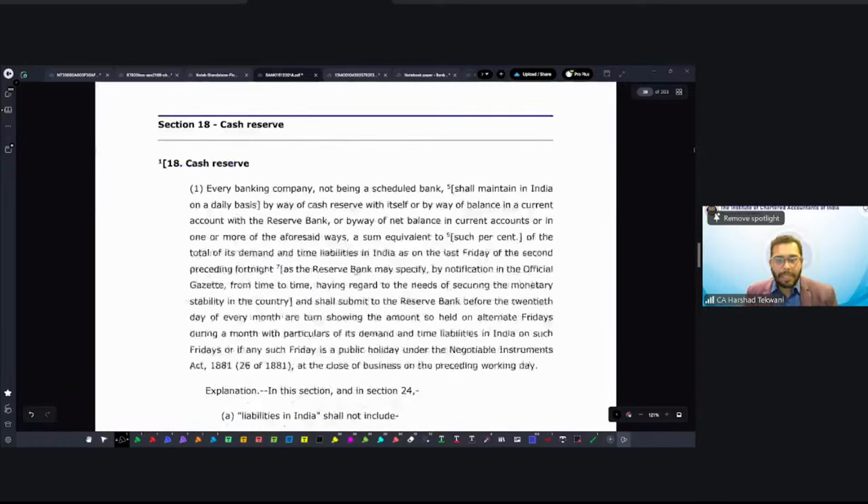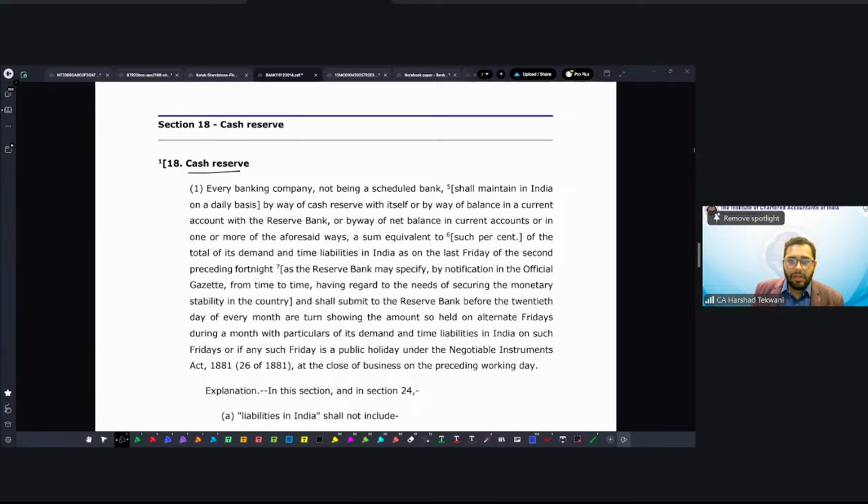Yeah, this is cash reserve. Section 18 basically talks about a cash reserve. So this particular section, and we have the RBI Act. We will also go to the RBI Act, which also places similar responsibility over the banks to maintain these kinds of reserves. But let's first focus upon Section 18.